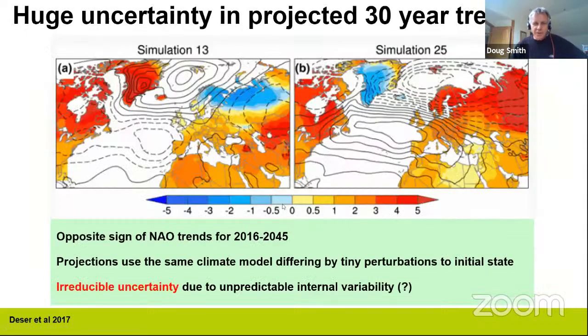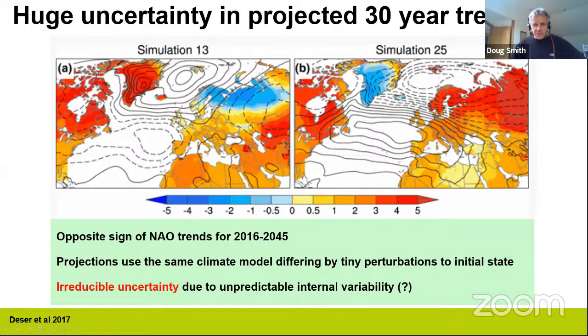Okay, so I'm going to start off with projected 30-year trends. This is from a paper by Clara Dessa. It shows two different ensemble members from the large ensemble, and it's the projected trend for the period 2016 to 2045. The contours show sea level pressure, and the colors show trends in surface temperature. The left-hand plot shows a trend towards a negative North Atlantic oscillation with high pressure over Iceland, low pressure over the Azores, and cold temperatures over Northern Europe. Whereas the right-hand simulation shows the opposite, basically a trend towards a positive North Atlantic oscillation.